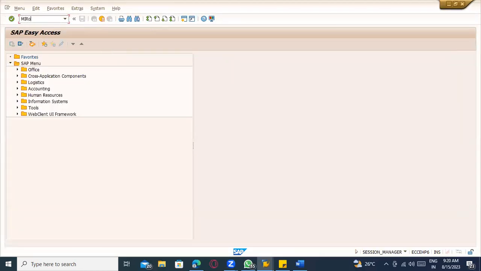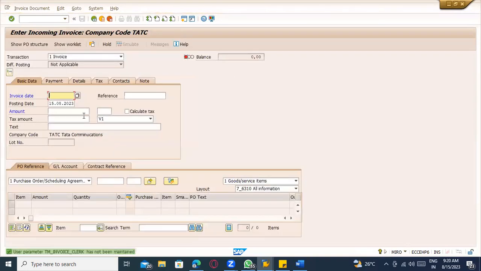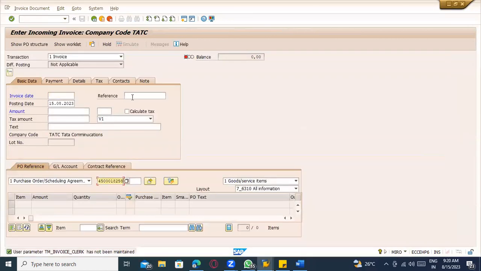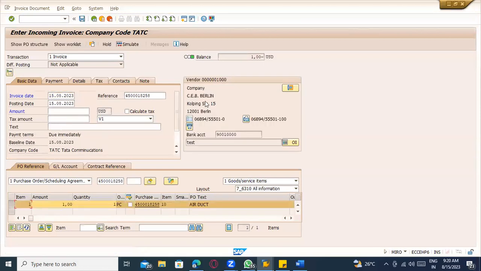Now I need to do the MIRO. That means the invoice. We have to clear the invoice because we received the services, right? For that we need to pay the amount. So I'm just taking all the information. Then I'll just enter. And it is 1 euro, so I'm just paying that 1 euro.